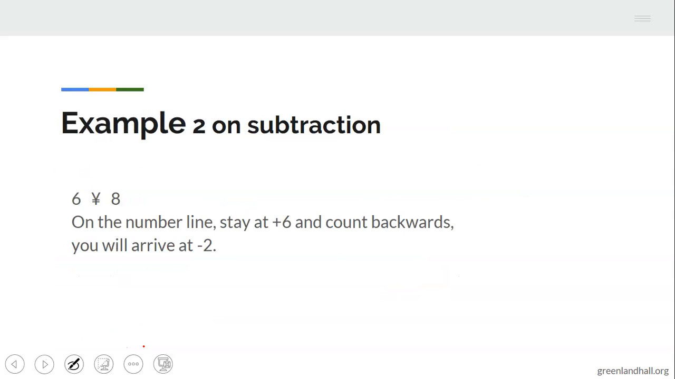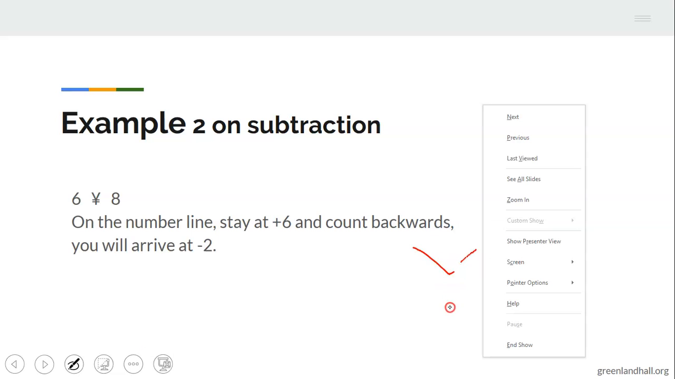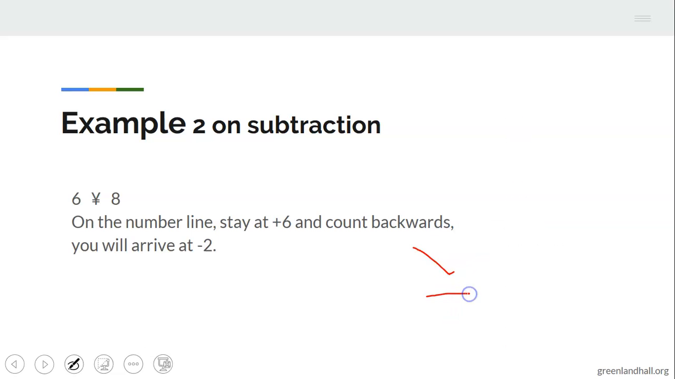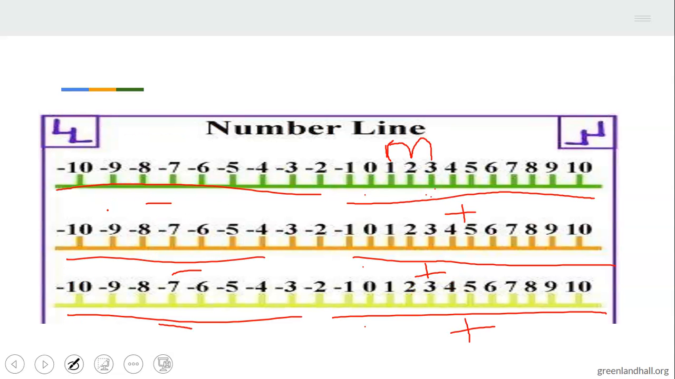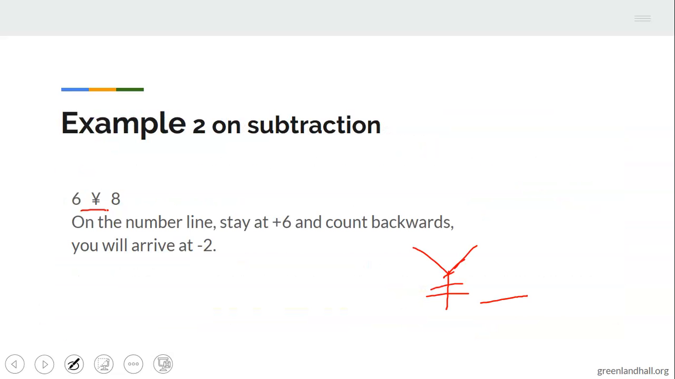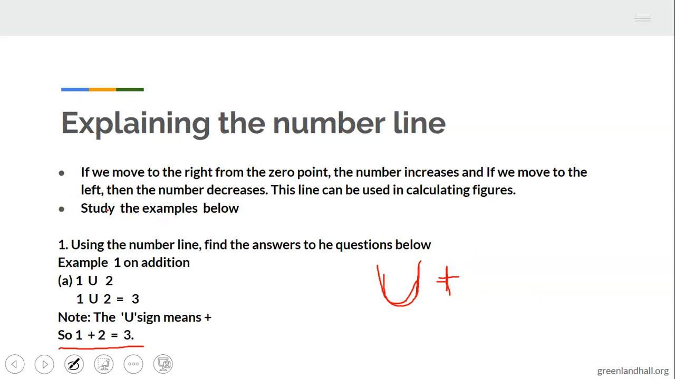Now let's look at an example on subtraction. The sign here, have you seen it? This sign stands for minus. So 6 minus 8, let's see what it gives us. Let's go back to our number line. We see 6 minus 8. What does it give us? Let's go to the question again. 6 minus 8, what does it give us? Let's go back to the number line.